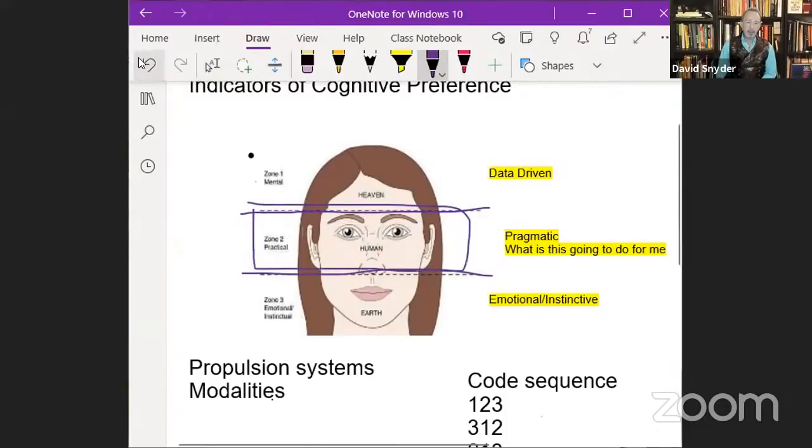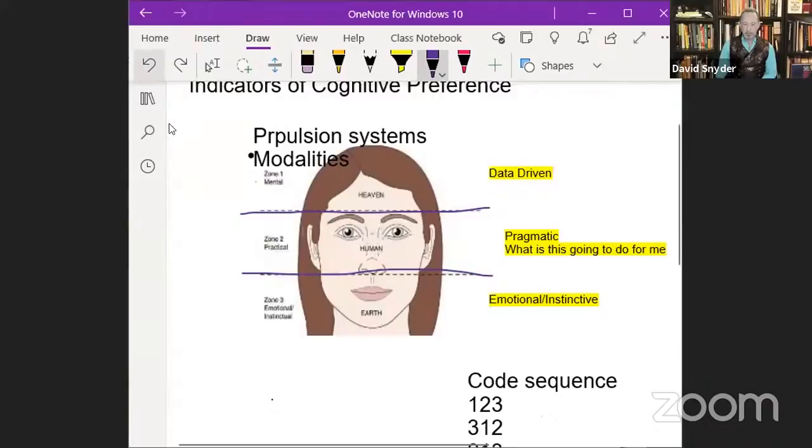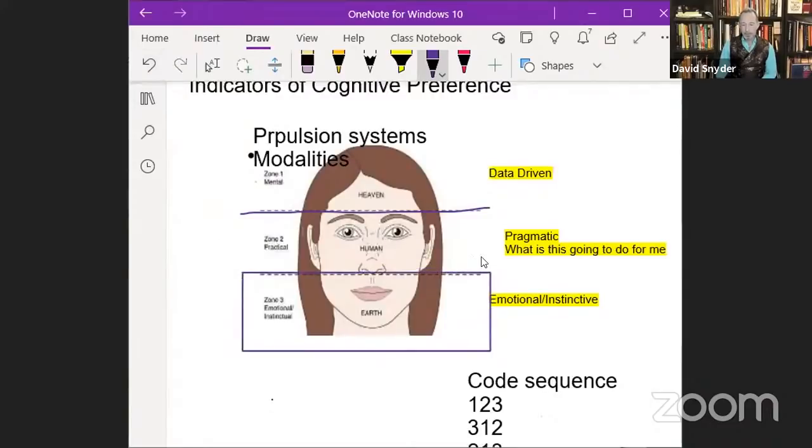The next layer is what we call the earth zone. The earth zone people tend to be much more emotional and instinctive. I guess the best way to say this is they're very gut driven. Okay, and the secret way for them to act on something is, do they love it?